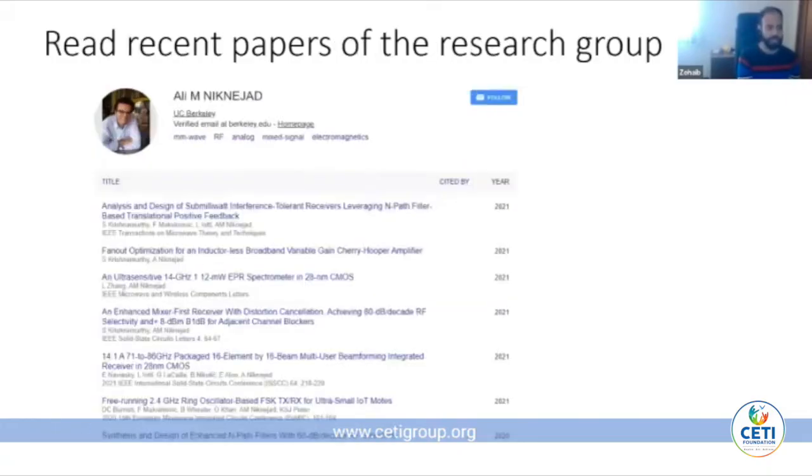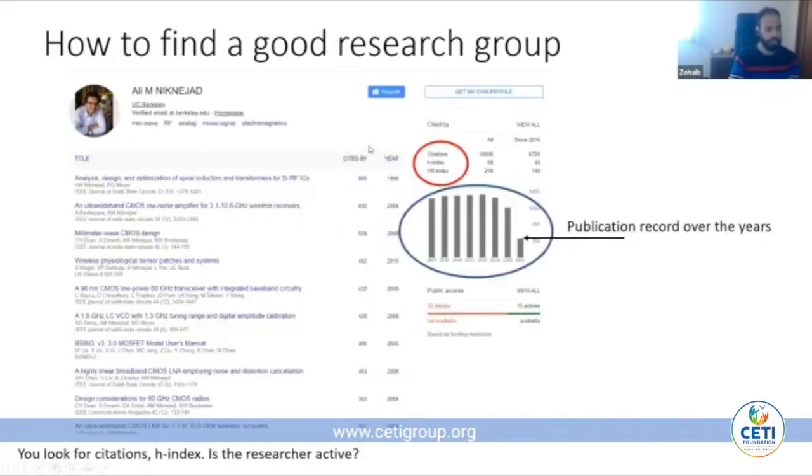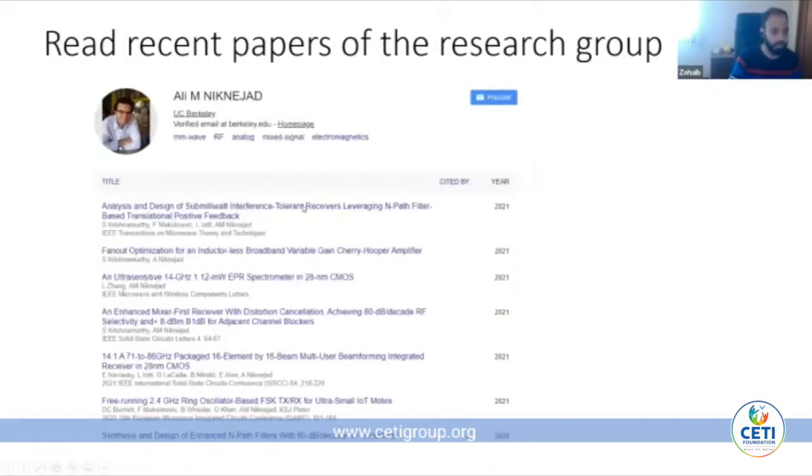So whether this is of interest to you, I would also suggest reading recent papers of their research group. As you saw from the previous slide, their heavily cited papers are from 1998 or so, and you can see his research was more on inductor design and transformer design. But the more recent work, 2021, he is heavily publishing even in 2021. And now his research is more on CMOS receivers.